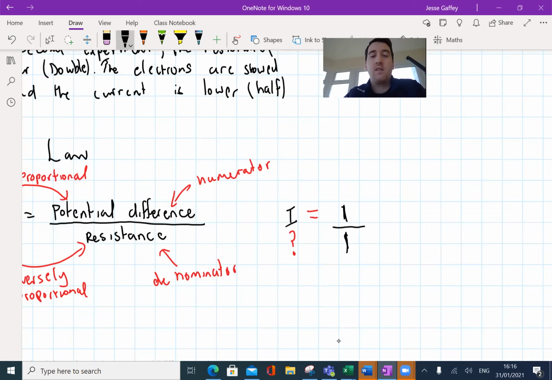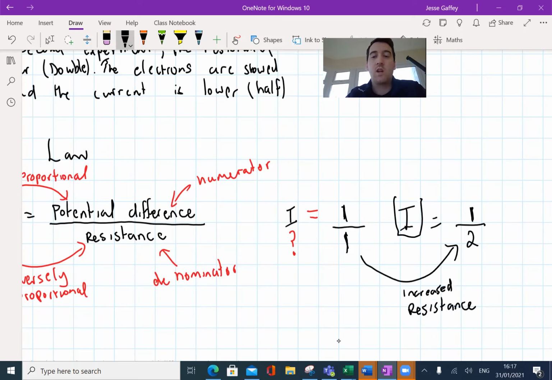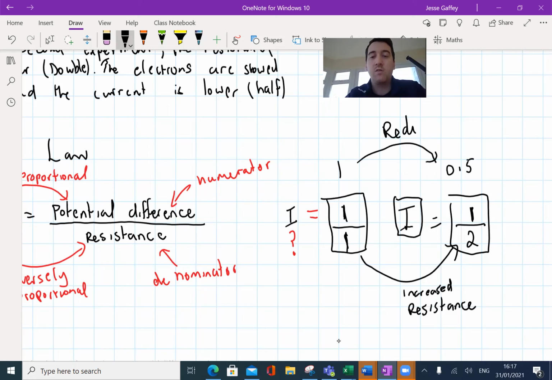What if I say, what is the current when the potential difference is still 1, but the resistance I'm increasing? I'm going to say the resistance now is 2 instead of 1. So here I have increased the resistance by adding an extra bulb, for example. What has this done to the current? Well, the current used to be 1 over 1. 1 divided by 1 equals 1. Now it's 1 over 2. 1 divided by 2 is only 0.5. So hopefully you can see that this has reduced.